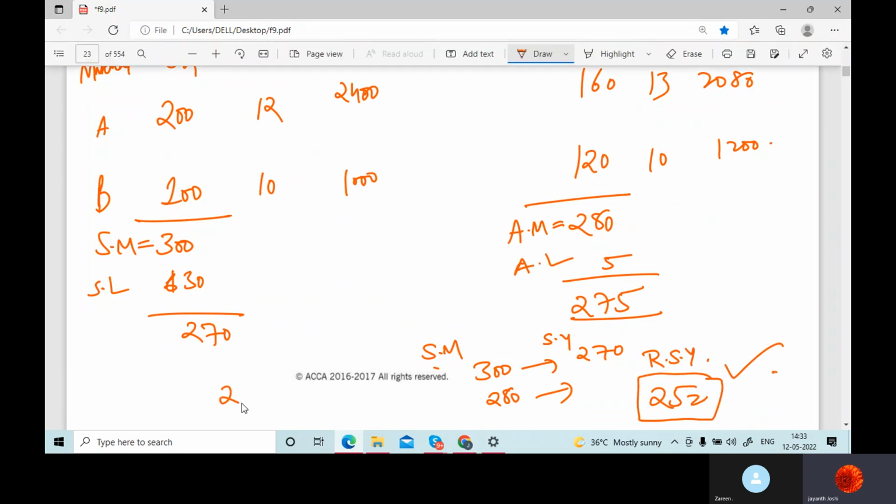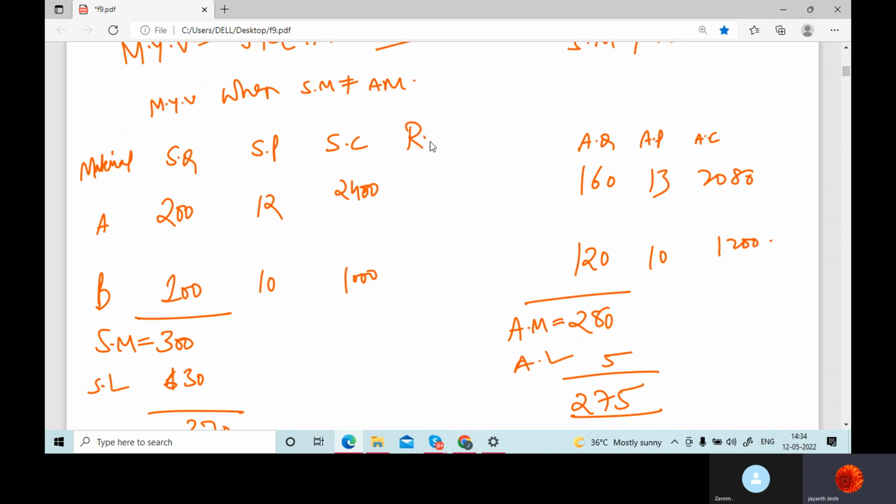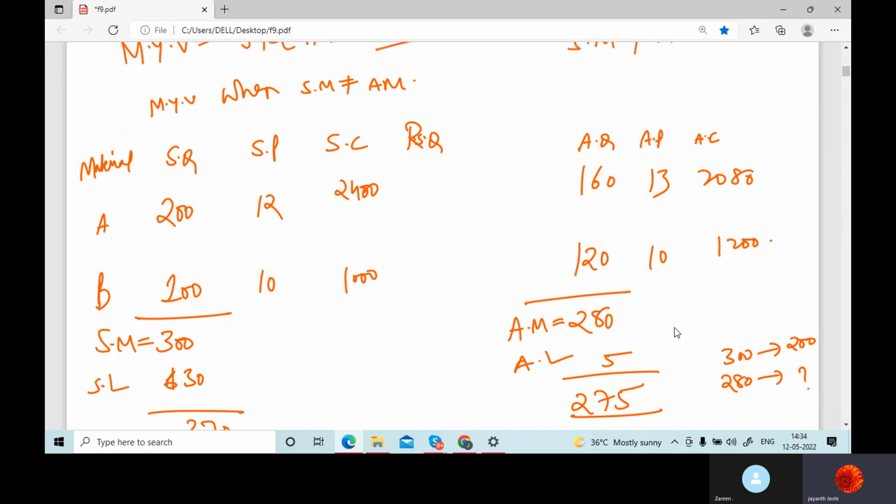So how did we get this? 280 into 270 by 300. This is one of the ways. Or else you can find out the revised standard quantity. For 300 standard mix, if the standard quantity is 200, for 280 actual mix, what is your revised standard quantity? You can cross multiply 280 into 200. This way or that way, anything is okay. That can give you the direct answer.